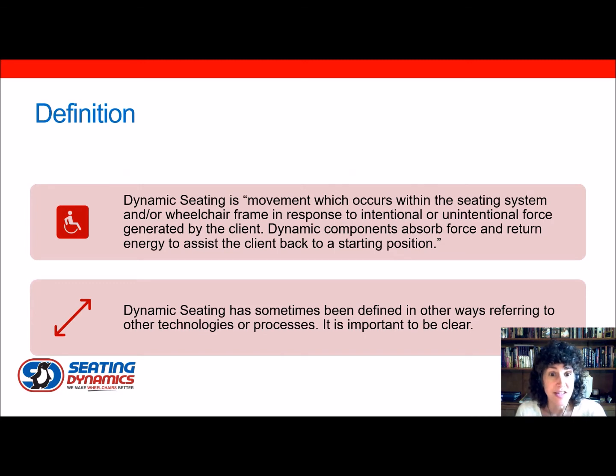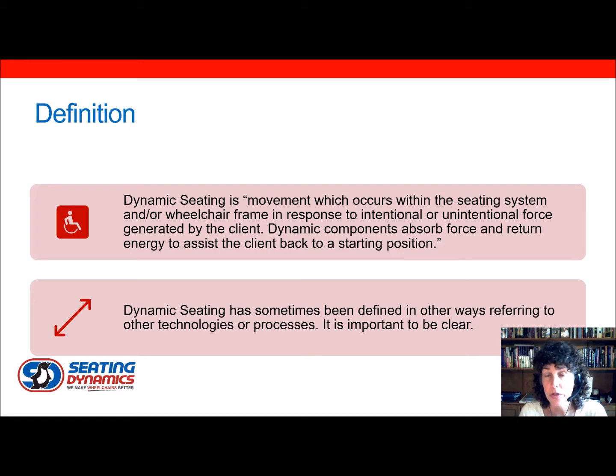So just what is dynamic seating? Well, dynamic seating is defined as movement which occurs within the seating system and/or wheelchair frame in response to intentional or unintentional force generated by the client. Dynamic components absorb force and return energy to assist the client back to a starting position.